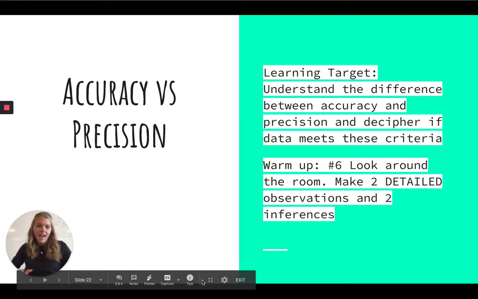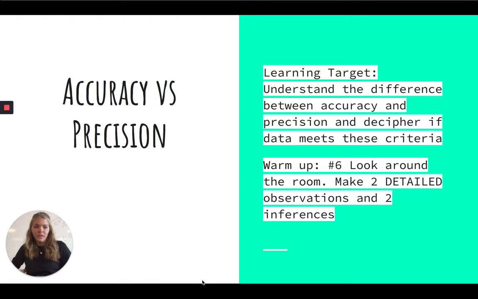Today we're going to be looking at accuracy and precision and the difference between them, and also how to do our first math calculation. So your learning target for today's notes is to understand the difference between accuracy and precision and decipher if data meets these criteria.